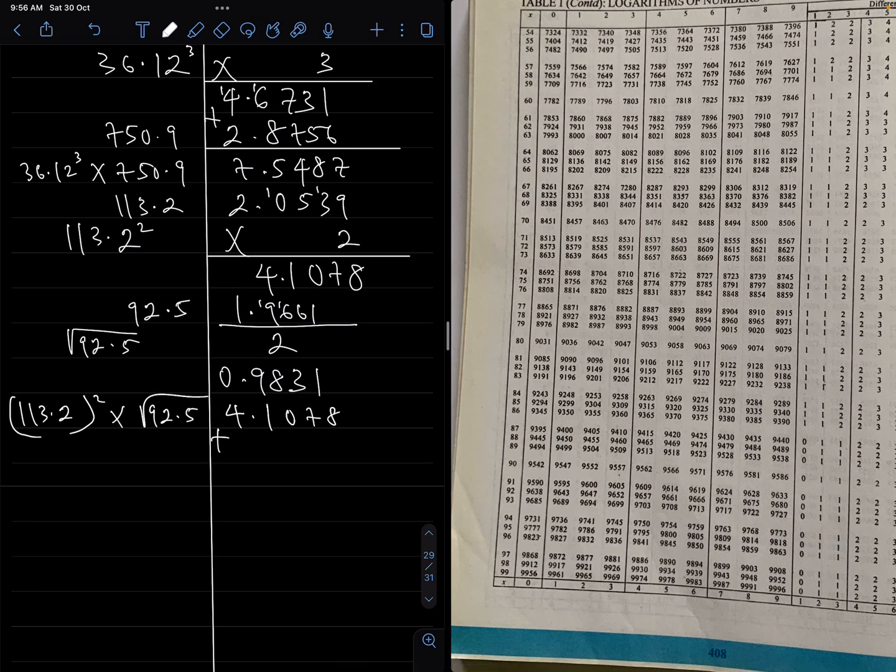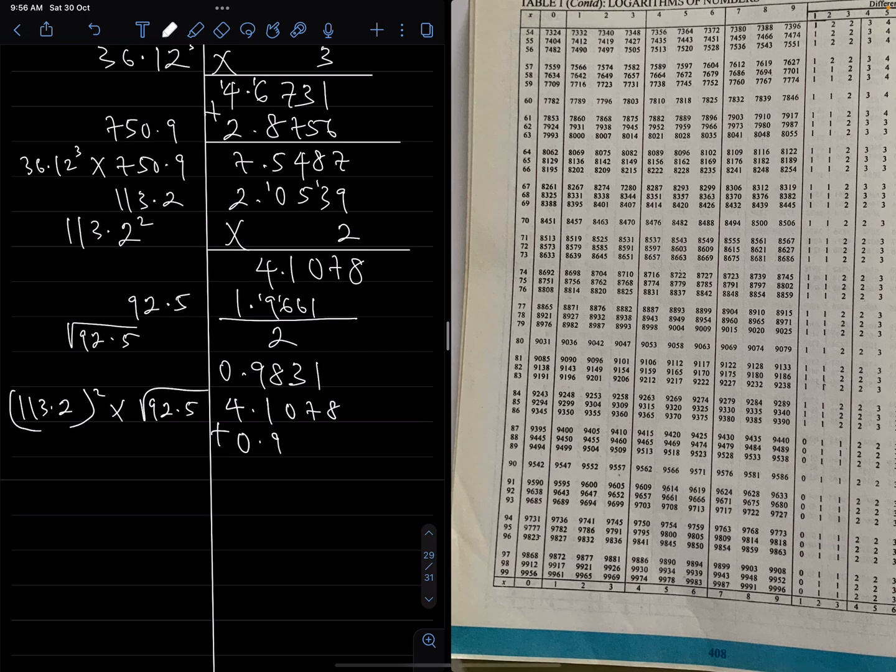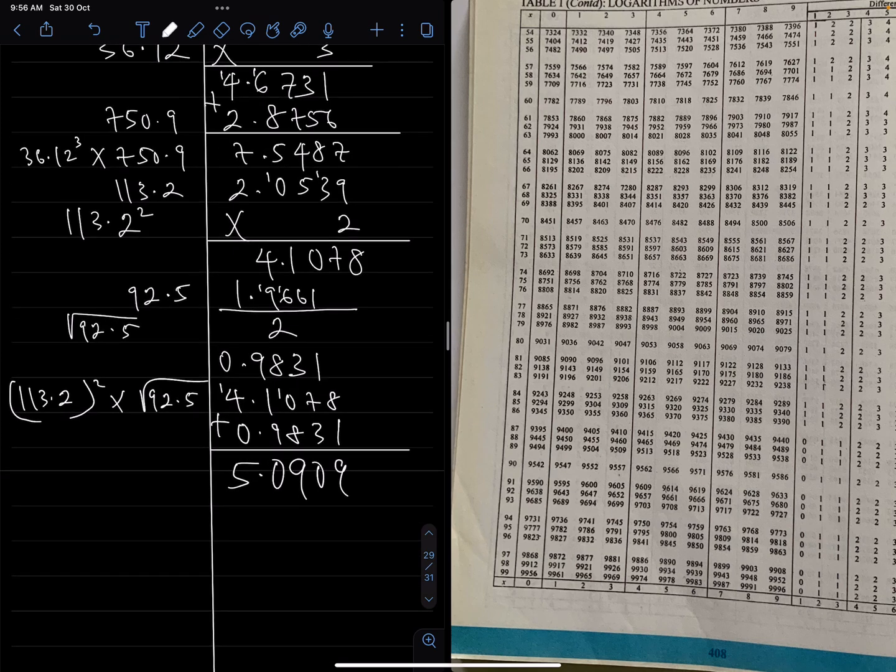We're adding it now. And what is it first? What's the square root of 92.5? 0.983. Oh, I thought you were asking it like this. No, I wanted to write it first. So let's now add: 9, 0, 1, carry 1, 9, 0, 1, and 5. So 5, that's the whole of the denominator. 5.0909.